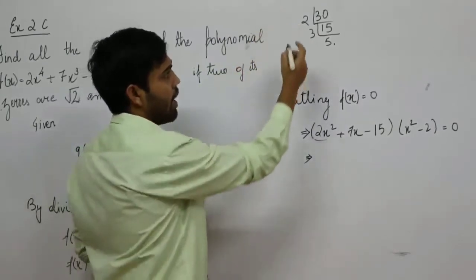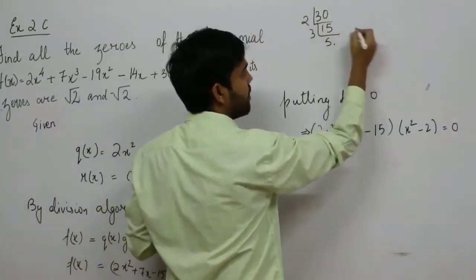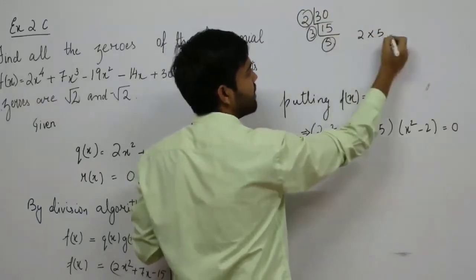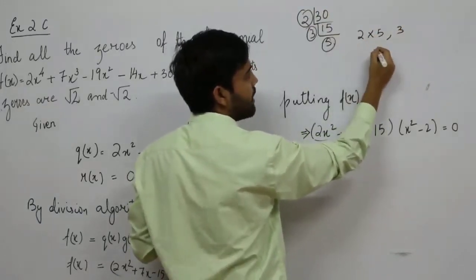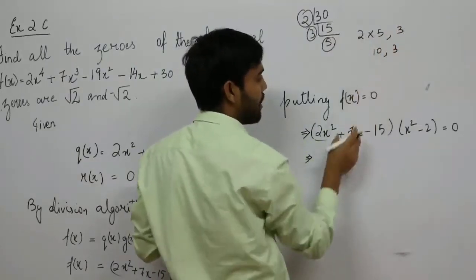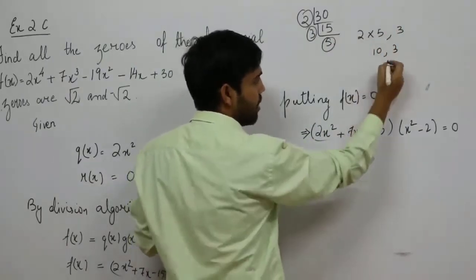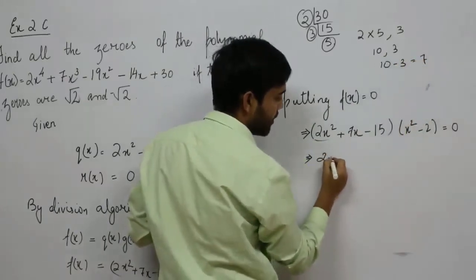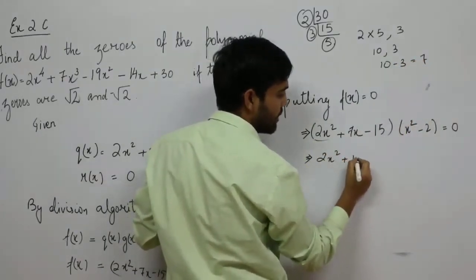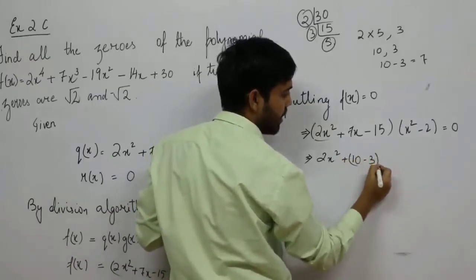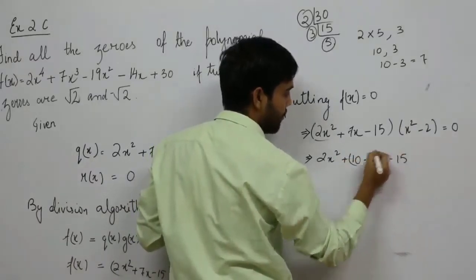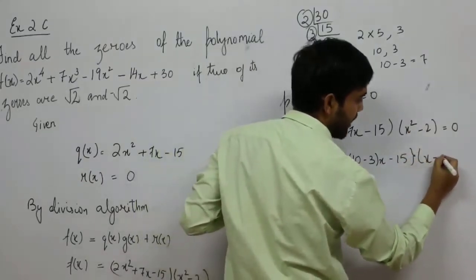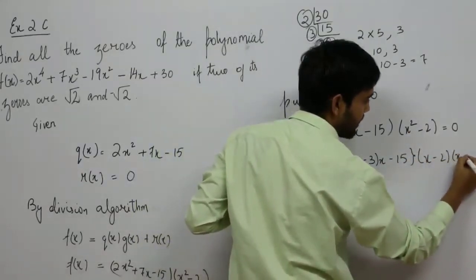I will take this factor and this factor, multiply, and then take the other factor as it is. So I have 10 and 3. When I use these two, am I getting 7? I will get 7. 10 minus 3 will give me 7. So instead of 7x in here, I will put 10 minus 3, x minus 15. And this term I have x minus 2, x plus 2.